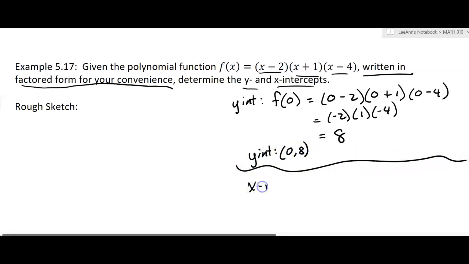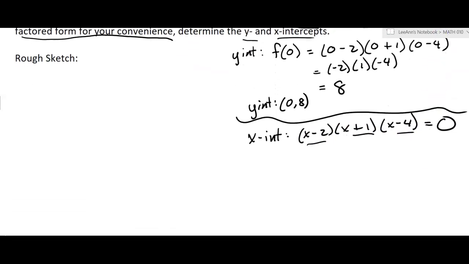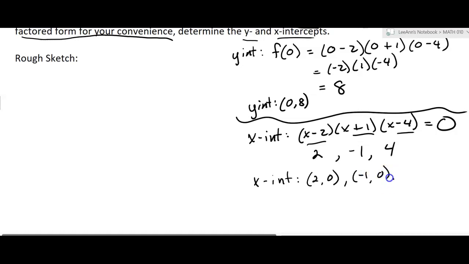So the X-intercepts, that's when we take the function and we set it equal to 0. Now's when it becomes convenient. So we have to know when each factor equals 0. You can write them out as little linear equations, or you can just see that it's going to be 2, negative 1, and 4. So we're going to have 3 X-intercepts. There's going to be one at (2, 0), one at (negative 1, 0), and one at (4, 0). Those are going to be the X-intercepts.